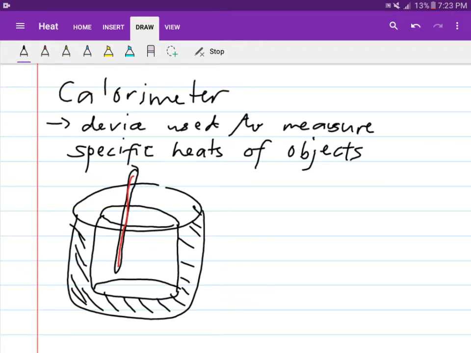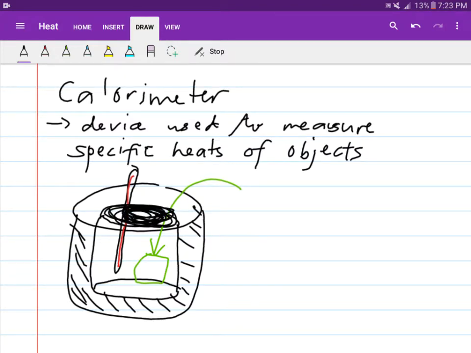So what a calorimeter does is you will put a sample inside, and upon doing so, you will record the temperature of the system before and after. Of course, you will close this system.